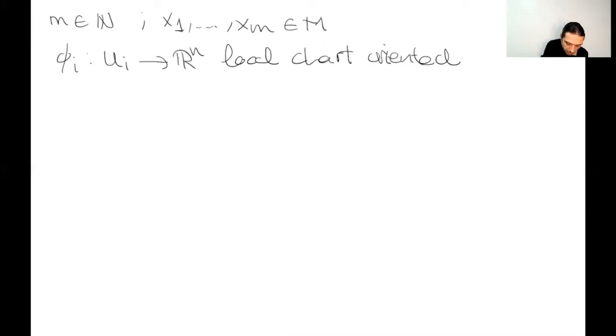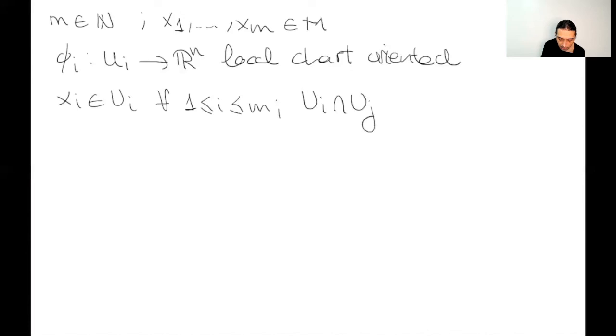And what else? That xi is a point of Ui, so Ui is an open neighborhood of xi for every i, and that when i and j are different, the intersection of these two is empty. We can do that by considering local charts whose domain of definition is a small neighborhood of xi.